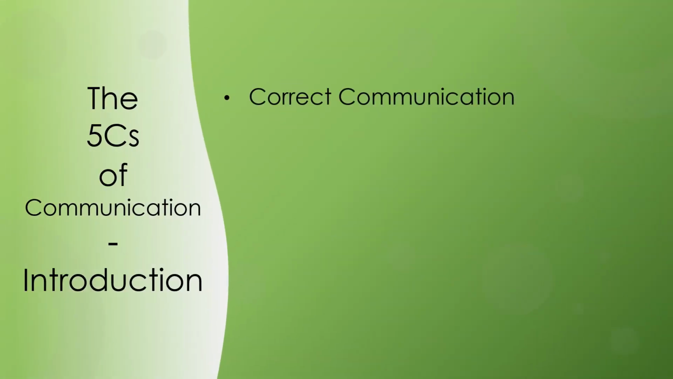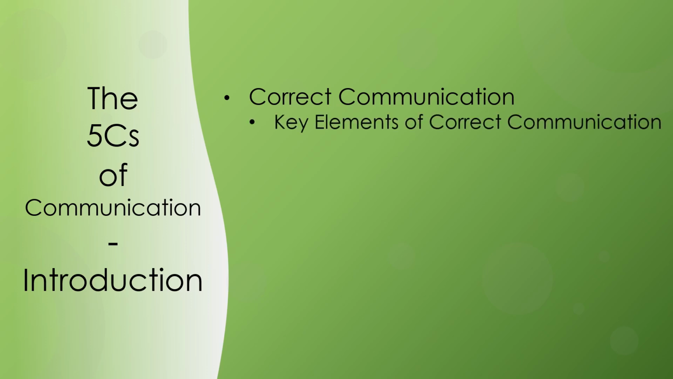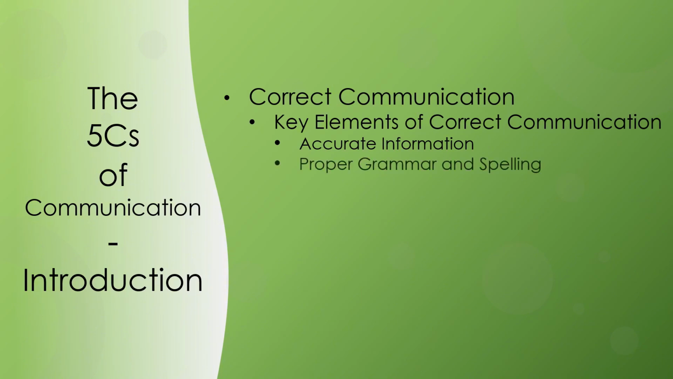Correct communication ensures that the information conveyed is accurate and free from errors. Key elements of correct communication are accurate information. This is where one verifies facts before sharing. Proper grammar and spelling is all about using correct grammar, spelling, and punctuation. Using appropriate language. This is about choosing words that are suitable for the audience and context.